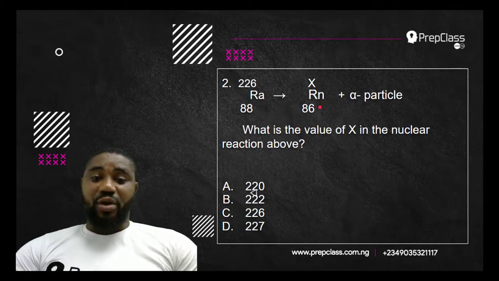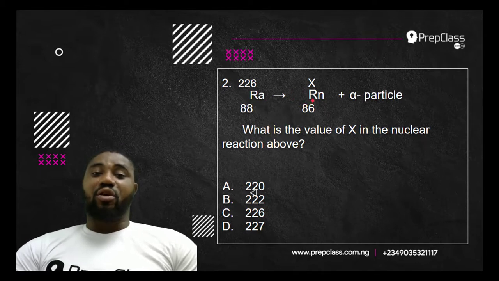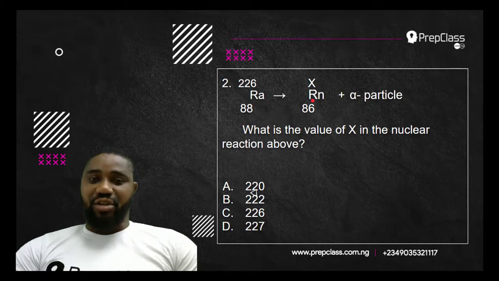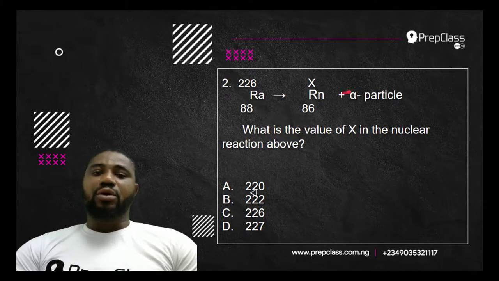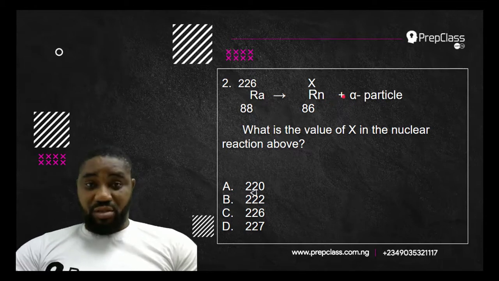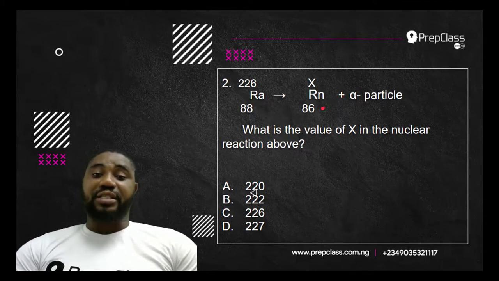Radioactivity is a process whereby radioactive elements undergo what? Disintegration. It's a kind of spontaneous reaction leading to the evolution of a large amount of heat and what? Radiation. Now, the radiation that may be produced during radioactivity can either be an alpha particle, a beta particle, or a gamma ray.